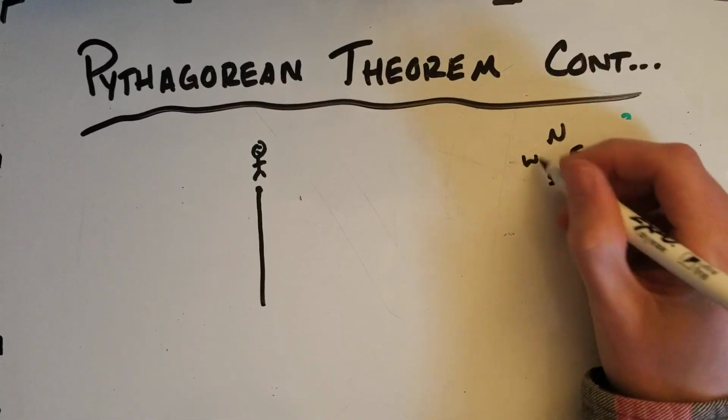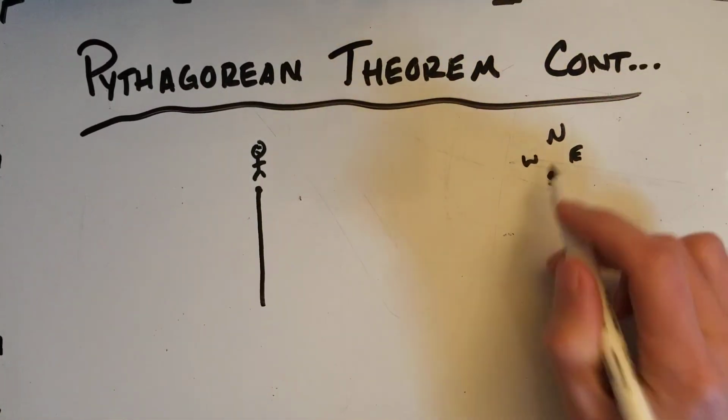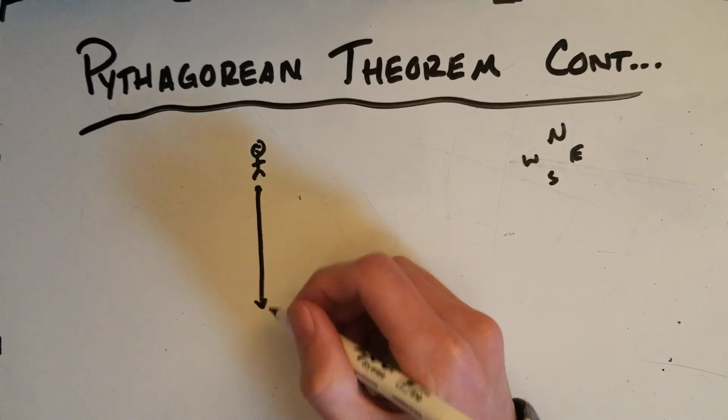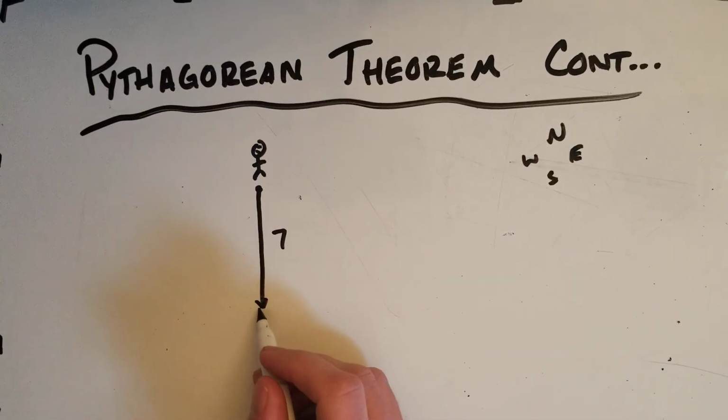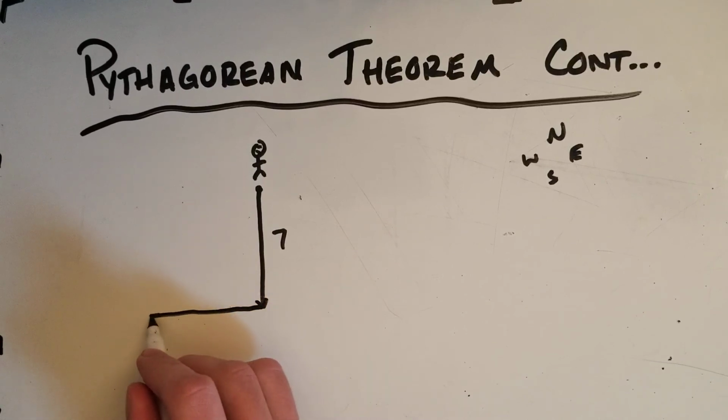Northeast, southwest. If we don't know, here's our little compass for us. So he's going 7 miles south. So this was 7 miles. And then from there, he goes 6 miles west. So west is in this direction.